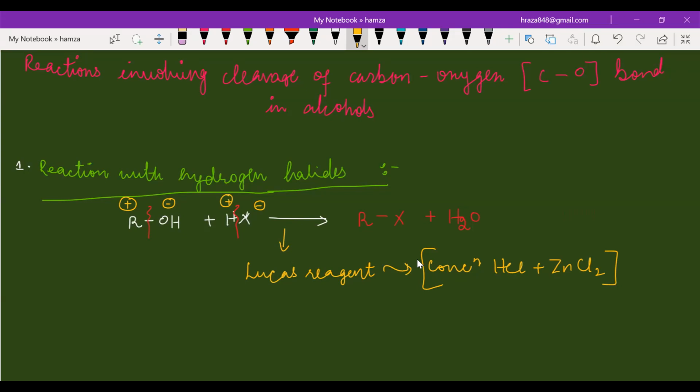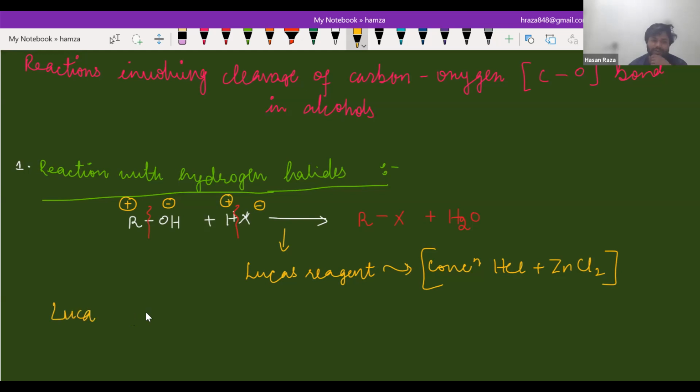Yes, sir. So please write it. This Lucas reagent can also be called the Lucas test. With this test, we come to know what degree the alcohol is. If the reaction is very fast, that means it is tertiary. If it is slightly slow, that means it is secondary, and if it is very slow, that means it is primary alcohol.